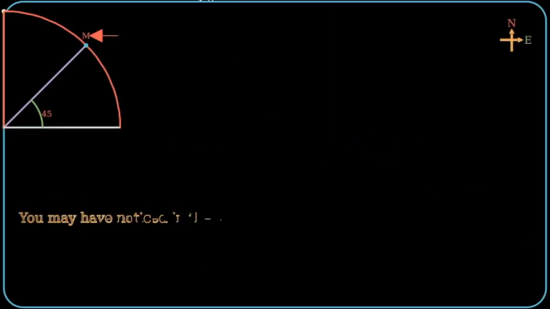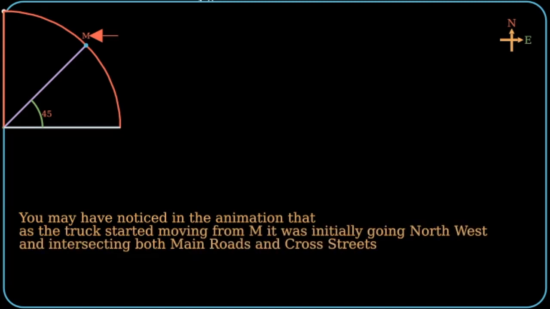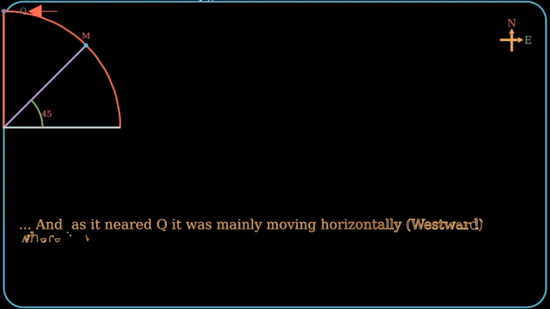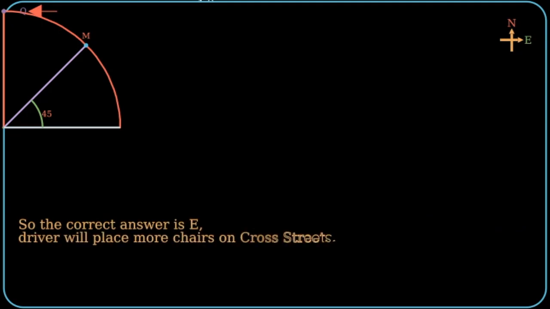Let's recap what happens from M through Q. You may have noticed in the animation that as the truck started moving from M, it was initially going northwest and intersecting both main roads and cross streets. And as it neared Q, it was mainly moving horizontally or westward, where it was parallel to main roads and could therefore not intersect them. So the correct answer is E. The driver will place more chairs on cross streets.